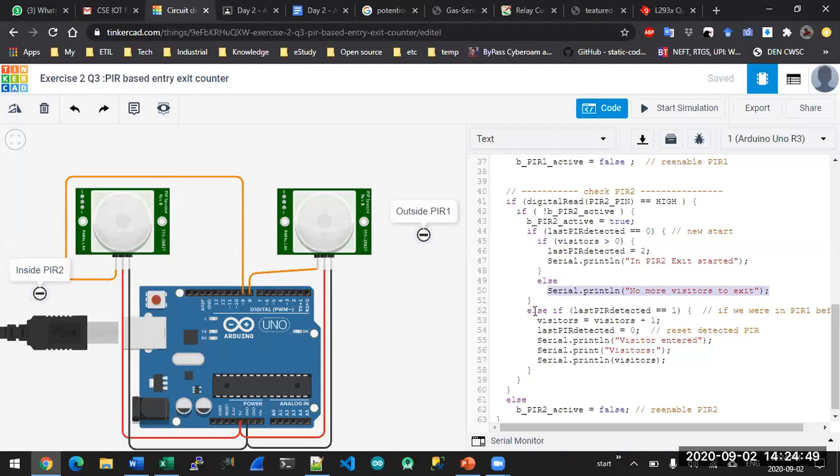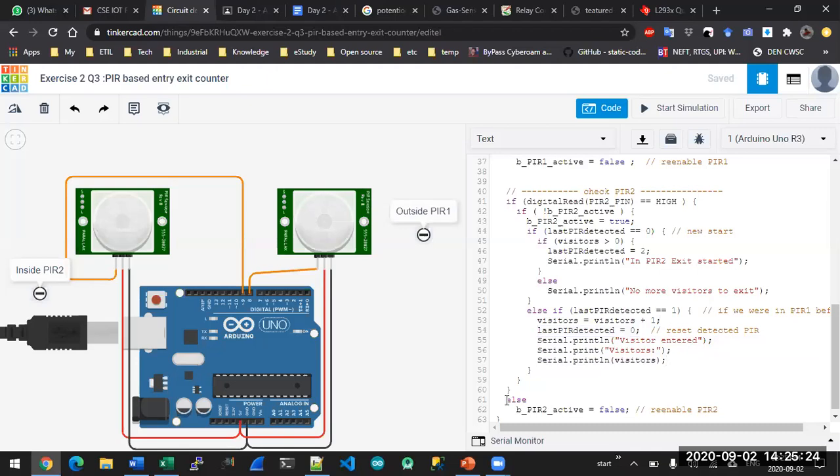If last PIR detected was 1, that means the person started from the outside, and now PIR2 is detected. So that means the person has entered inside. So visitors will be visitors plus 1. We are increasing the count of visitors, and then resetting the variable last PIR detected to 0. Then again we print a statement like "visitor has entered" and the total number of visitors.